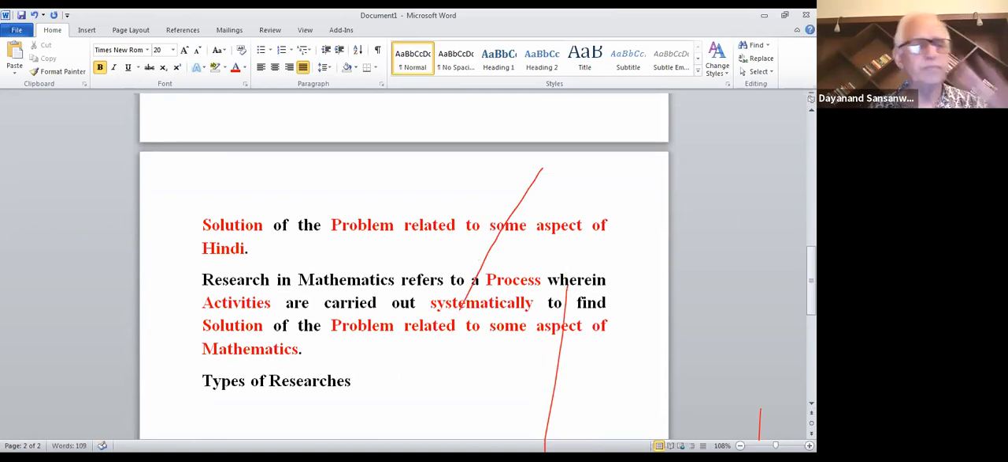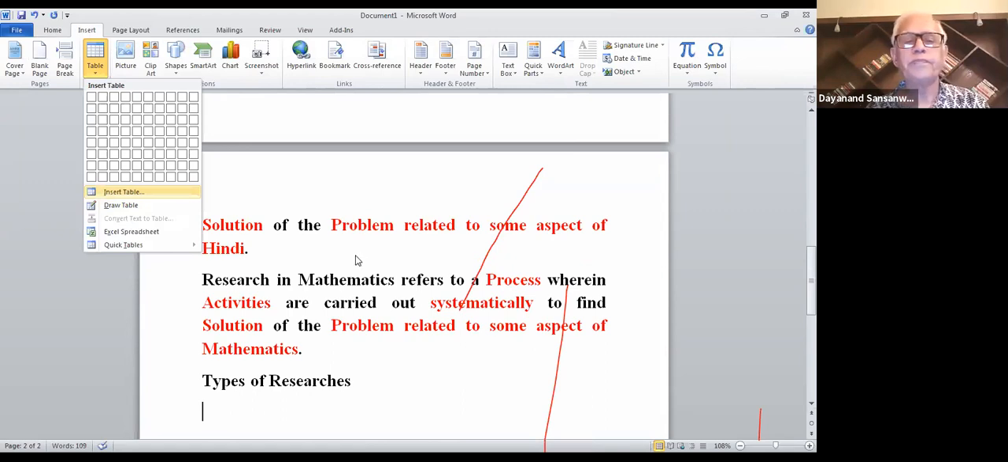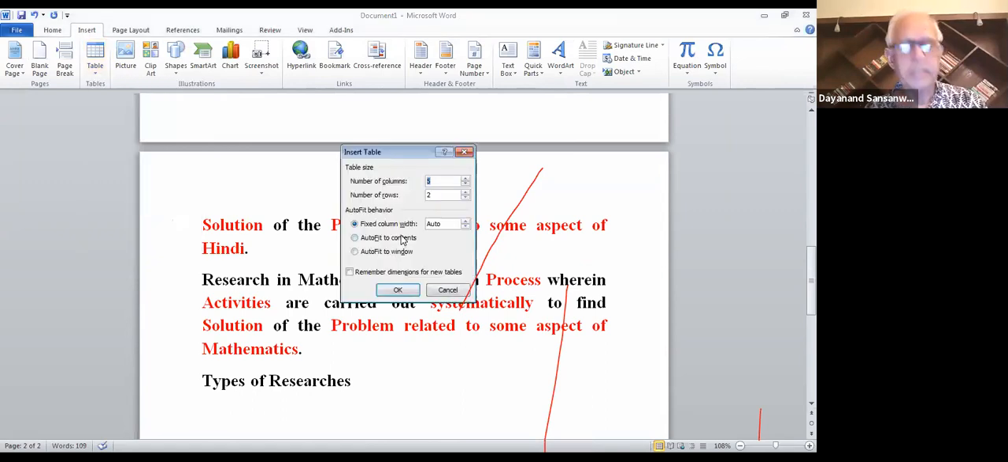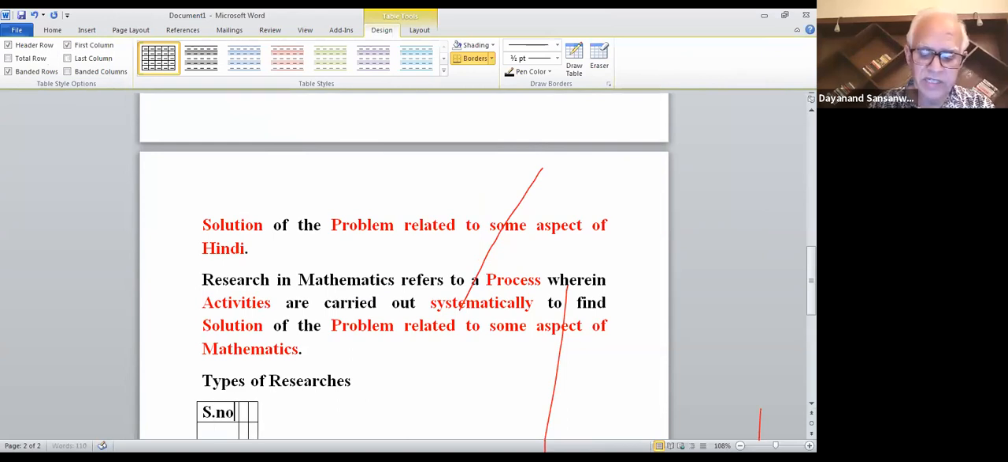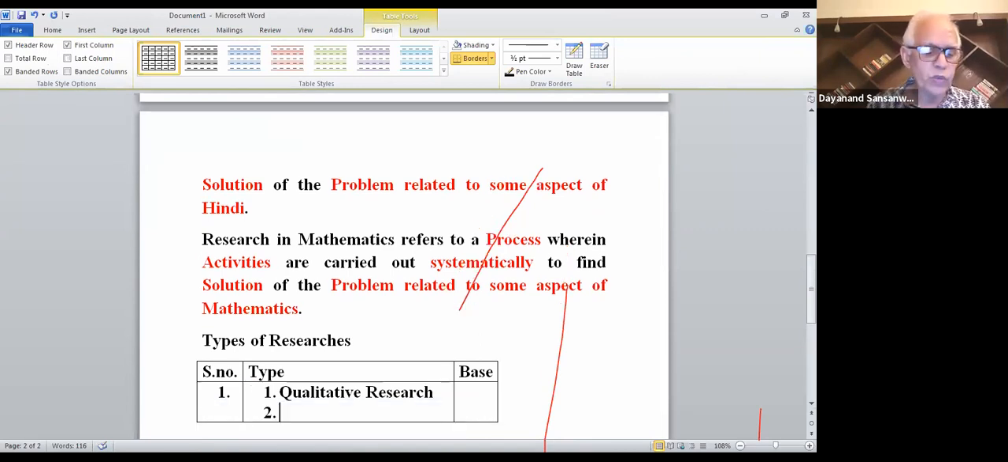This is very important. So let me just insert a table. I'll say first the serial number, and then I will say the type, and then I will say the base. One type, number one, is qualitative research, and another is quantitative research.